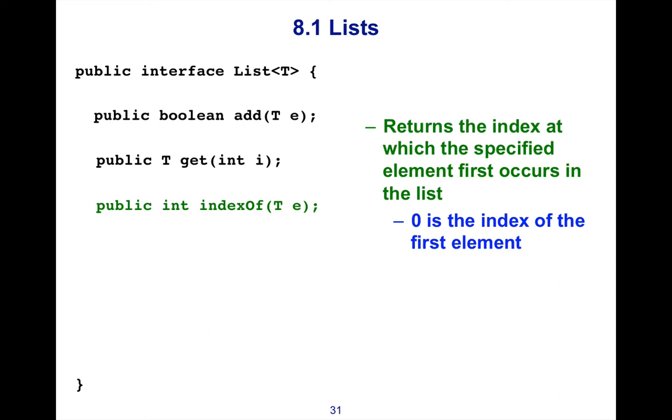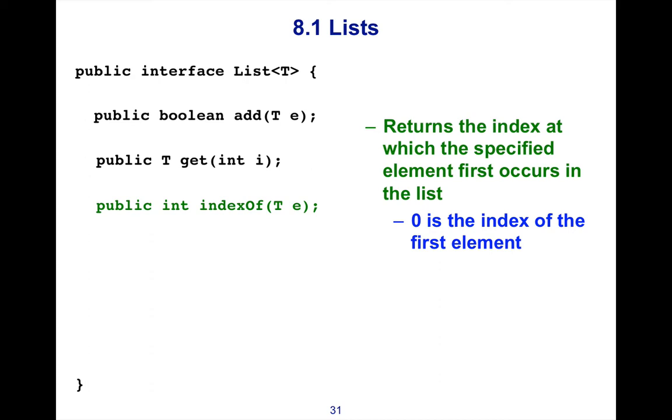We want to find out where a given element occurs in a list. For that, we provide the indexOf operation. We provide the element e of type T to indexOf, and it will return the index of the first occurrence of that specific element in the list. So if my list consists of eating, studying, and then eating, and I look for eating, eating occurs first in the list, so indexOf on eating would return 0, because remember 0 would be the first thing in my list.